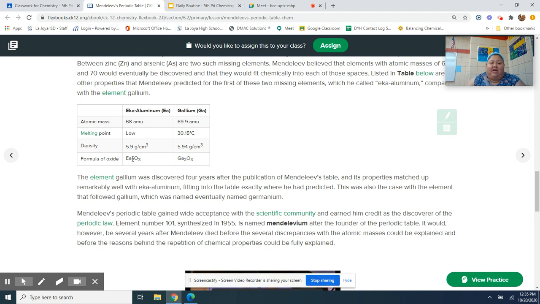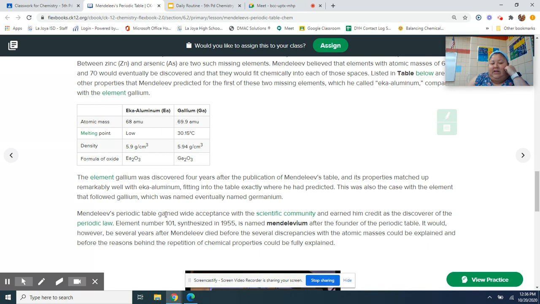The formula for eka-aluminum was EA2O3. Look at the formula that gallium makes with oxygen. It is almost exactly what he predicted. So this was one of the main reasons why Mendeleev's periodic table was so much better. This was also the case with the element that came after gallium, which was named germanium. He made predictions, and they were very close to what actually was discovered.